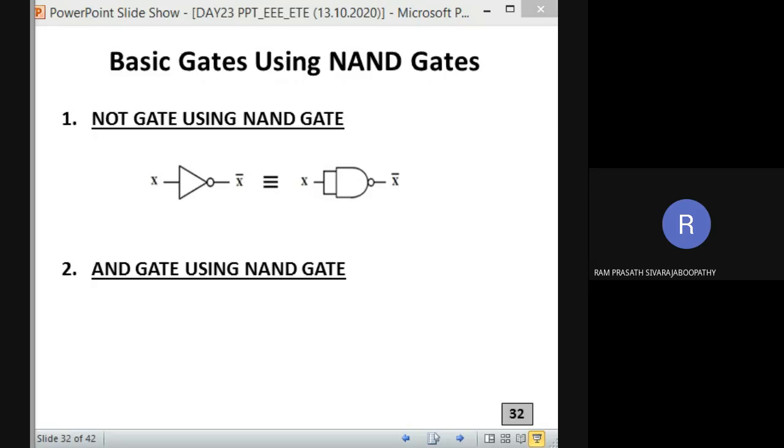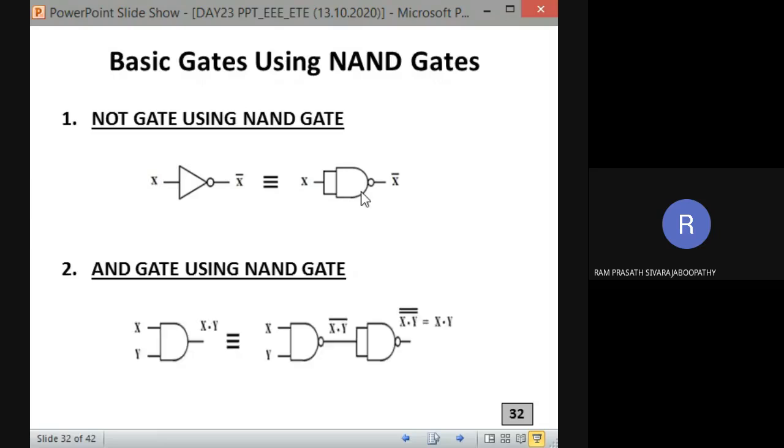ஒரு NAND gate நான் யூஸ் பண்ணா output எனக்கு என்ன கிடைக்கும்? A dot B whole bar கிடைக்கும். What is the procedure to get AB again? Yes, NOT gate. How we can do NOT gate in terms of NAND gate? Already we have mentioned here. So the circuit will be like this.